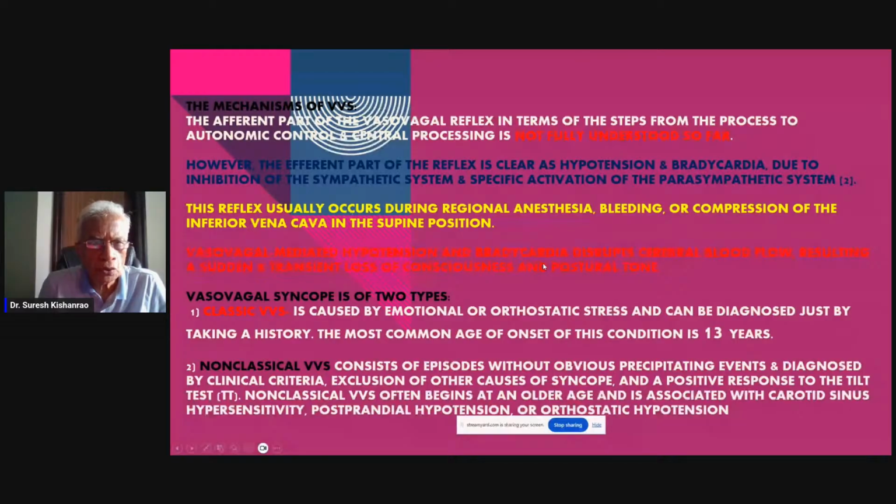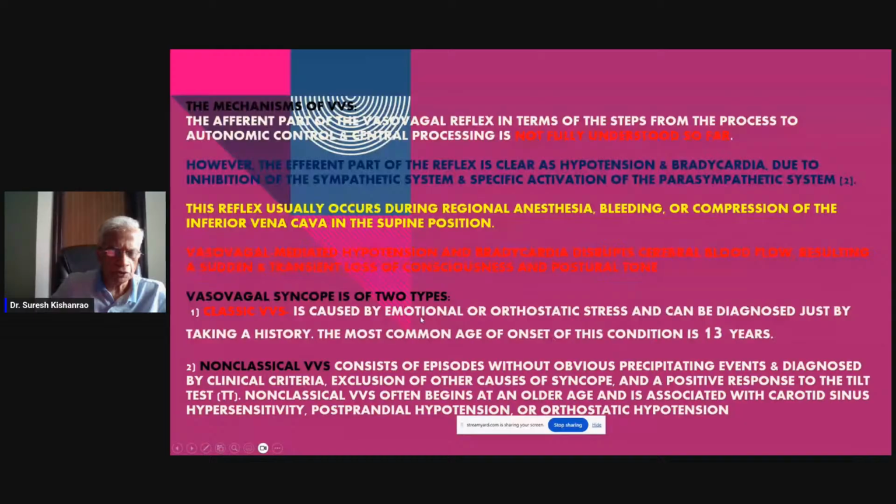We do not know what the afferent part of the vasovagal reflex is, but we know what happens. The reflex is clear, as there is hypotension and bradycardia due to inhibition of the sympathetic system or specific activation of the parasympathetic system. Reflex usually occurs during regional anesthesia, bleeding, or compression of the inferior vena cava in the supine position.